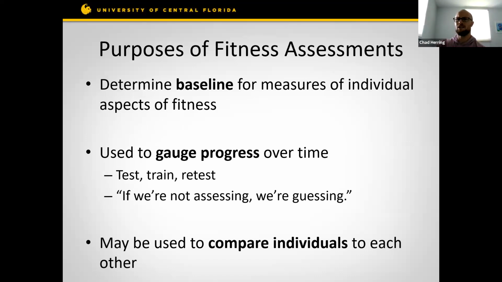All right, so the main purposes of fitness or exercise physiology assessments: we want to determine baseline measures of individual aspects of fitness. So essentially, we get an athlete or a client, and we need to know where their starting point is. That's what a baseline is. Where are they starting at? And then another purpose of fitness assessments is to gauge our progress over time. So here's their baseline. Did they get better over time in whatever assessment we decide to perform?